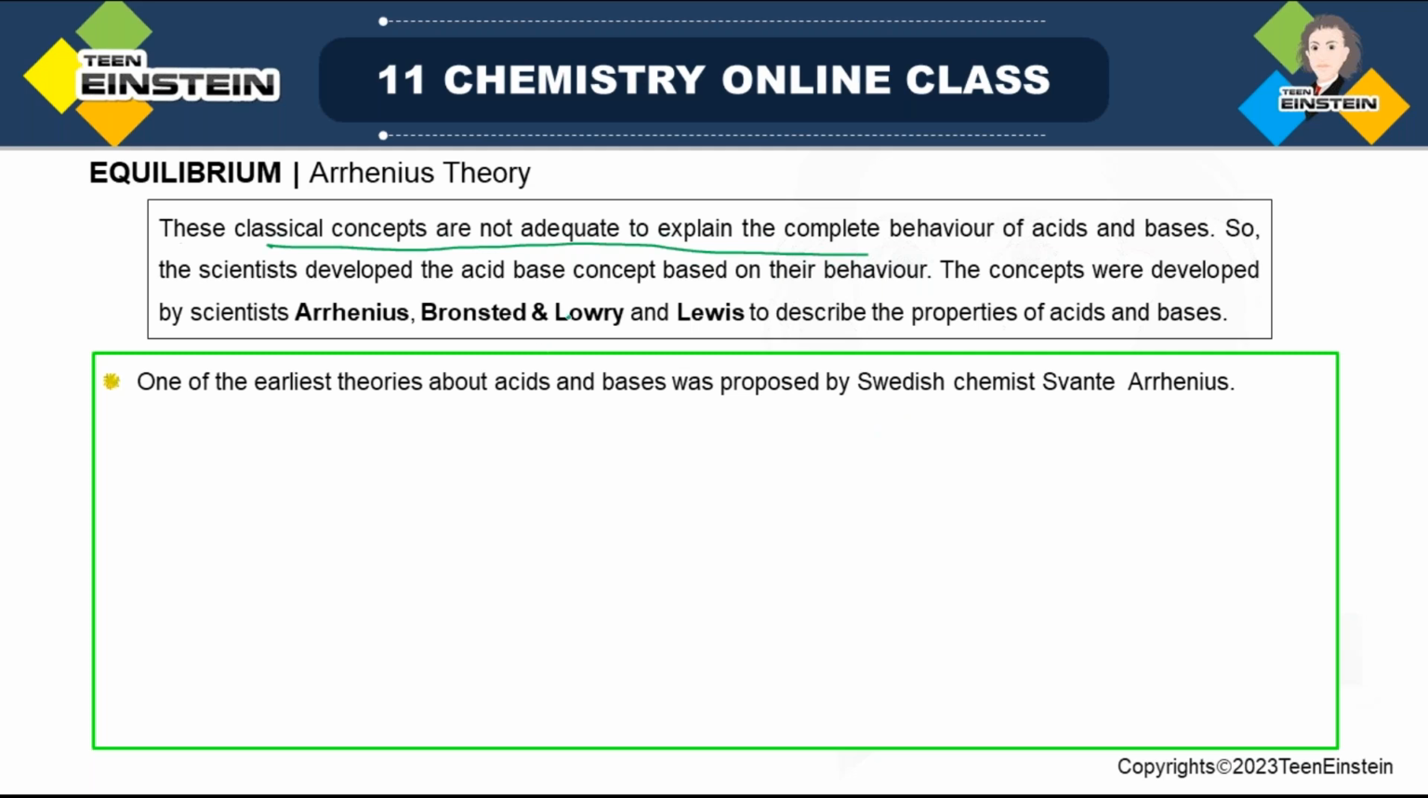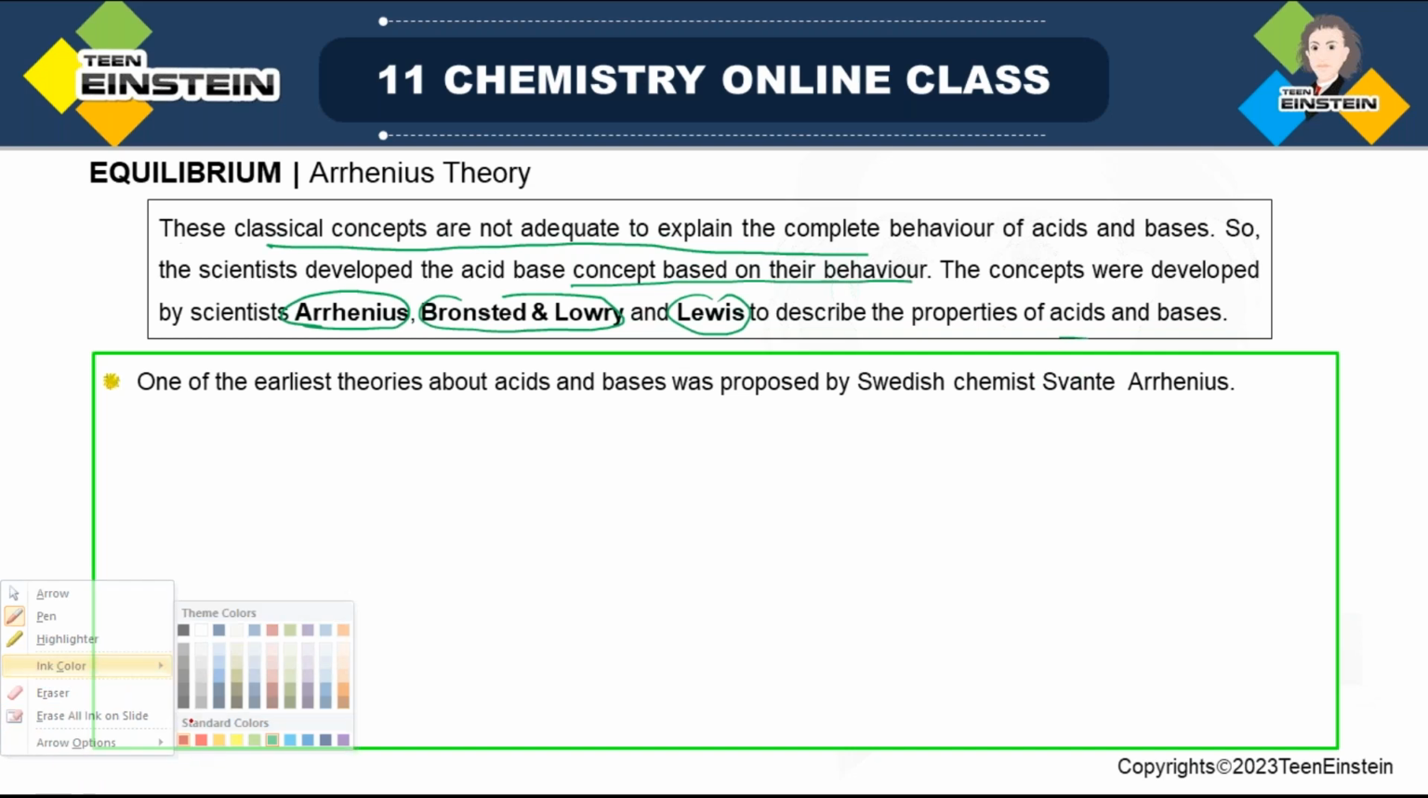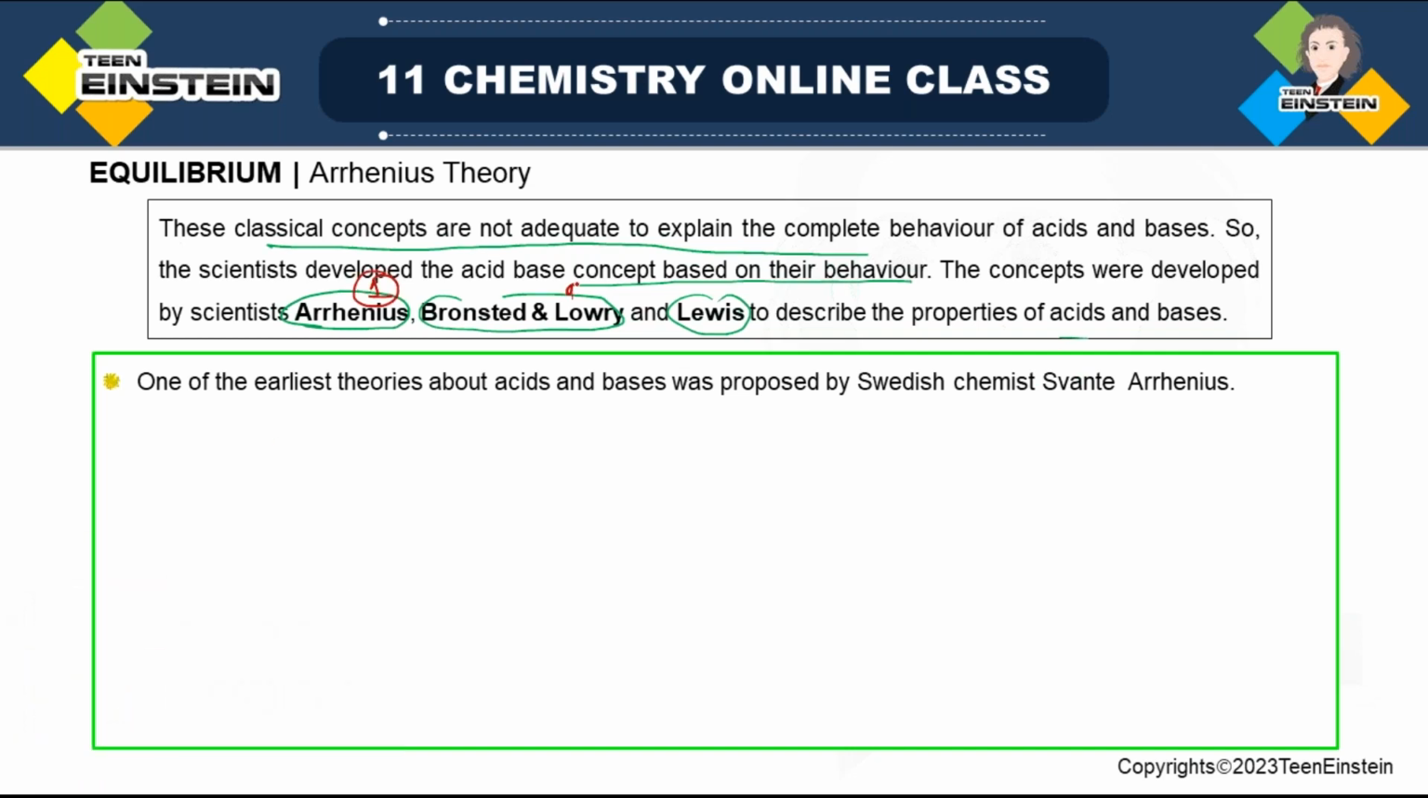Right? So scientists developed the acid-base concept based on their behavior. The first theory is Arrhenius, the second theory is Bronsted-Lowry, and the third one is Lewis, to describe the properties of acids and bases. This is number 1, number 2, and this is number 3. So you will see Arrhenius. When you move from Arrhenius to Bronsted-Lowry, it will be gradually broadened, and when you move from 2 to 3, it will be further broadened. That is, the concept will be gradually broadened from 1 to 2 to 3.